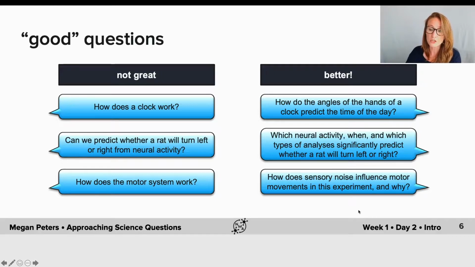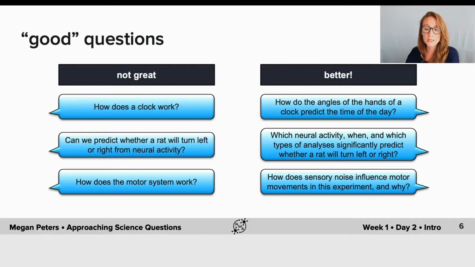And a better version would therefore be to ask specifically how sensory noise, like noisiness in the environment or noise in the sensory input, how that sensory noise might change the behavior of the system. Does this noise introduce systematic motor biases? Does it reduce performance accuracy or reaction time? This can tell you about how the motor system works actually, but in a much more controlled and precise way.